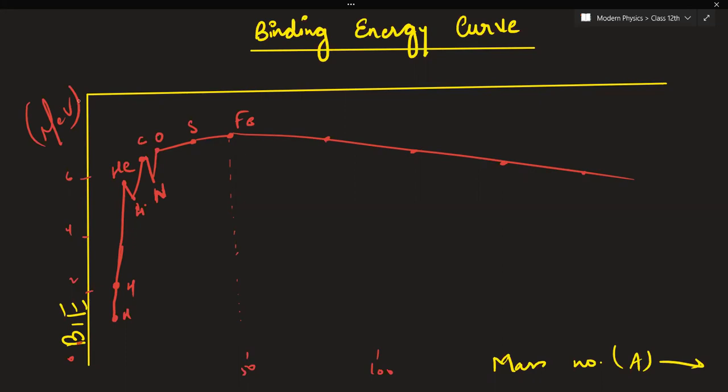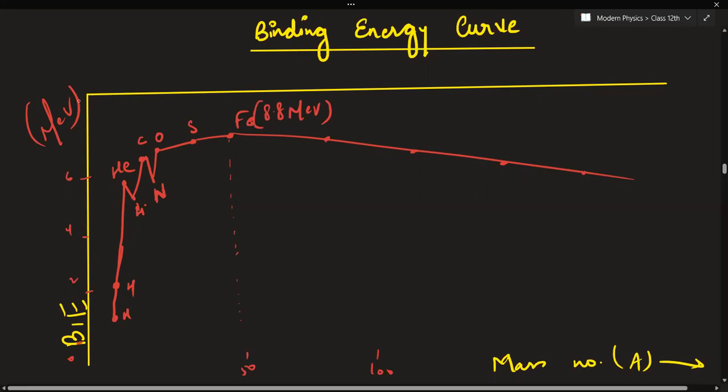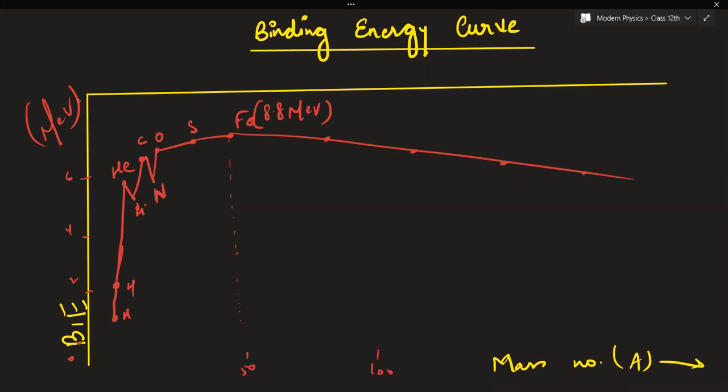Fine. Then you have a peak value of 8.8 mega electron volt per nucleon for iron, that is the 56 element. Mass number is from 40 to 120. So this value you have to remember. Apart from this, as the mass number increases further, you can see the binding energy is gradually decreasing. This is what it is all about, fine?